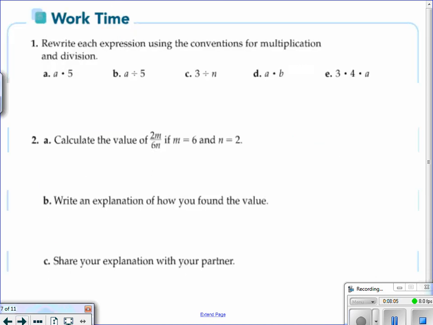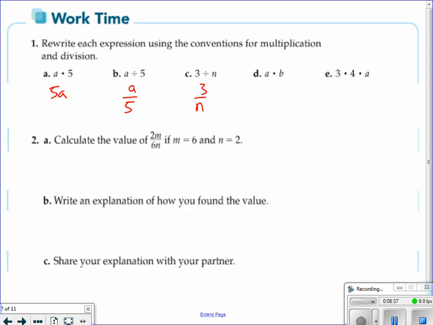Okay, so in these examples here, we're going to rewrite these using our conventions for multiplication and division. So a times 5, again, remember we're going to write that. The number comes first, the letter comes second. So instead of a times 5, we're just going to write 5a. Instead of a divided by 5, we're not going to use that symbol anymore. We're going to use the fraction bar. Same with C. We're not using the division symbol anymore. We're using the fraction bar.